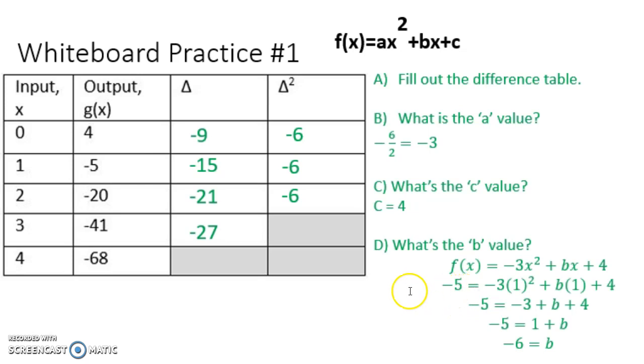Now, we are going to pick 1, negative 5 to substitute into our function to solve for b. So our output is negative 5, and then everywhere we see x, we're going to substitute 1. And then we're just going to use order of operations. So here, 1 squared is 1. 1 times negative 3 is negative 3. Bring b down, bring 4 down. Combine like terms, negative 3 plus 4 is 1. And then we're going to subtract 1 from both sides, giving us b is equal to negative 6.